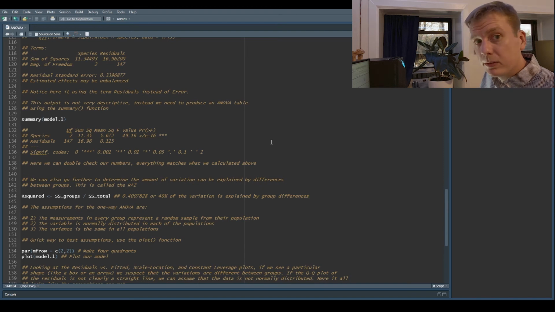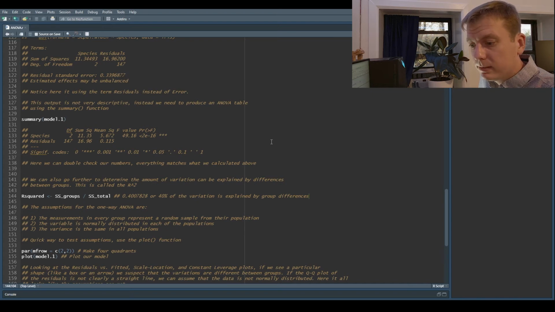Now, we can go a little bit further with this information because there's a lot of information in this ANOVA. One of the interesting things that we can pull from an ANOVA is an R squared. R squared is basically the variation that can be explained by differences between the groups. And it's a very simple calculation. R squared is the sum of squares of the groups divided by the sum of squares total. So it's just a simple proportion.